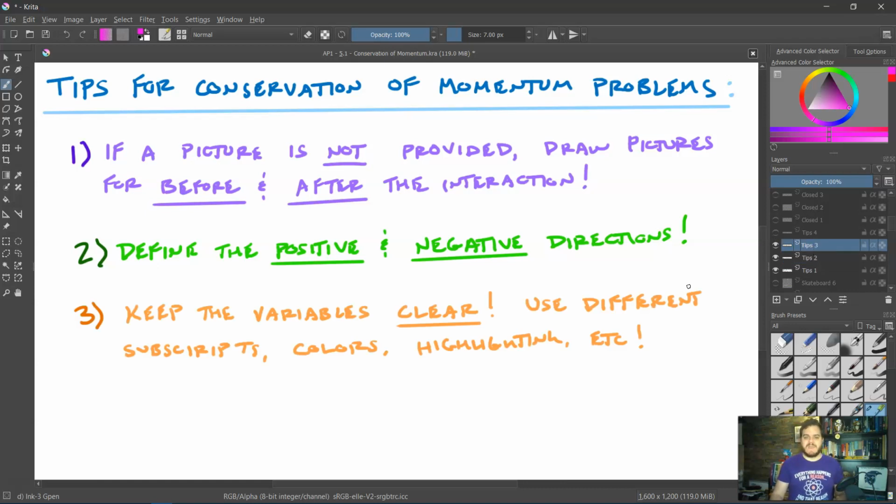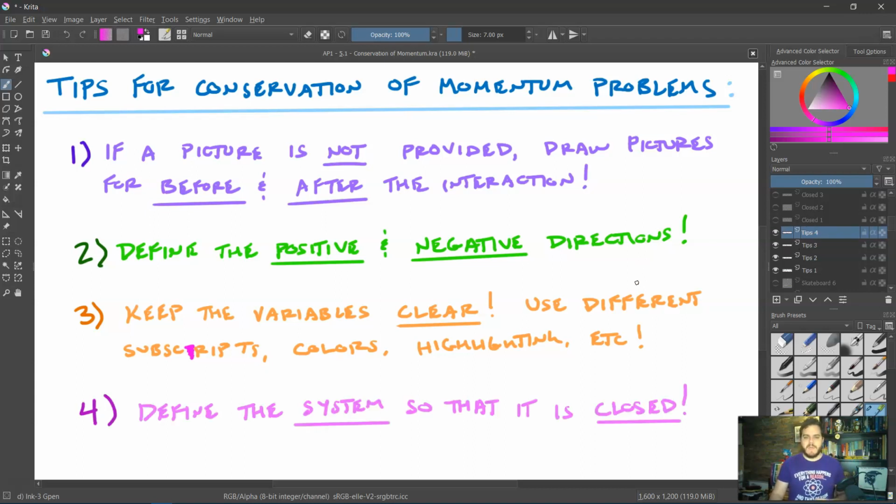Third, we want to keep our variables clear. I think I have a typo here. There we go. We want to keep our variables clear. You've got multiple masses. You've got many different velocities, some initial, some final. It's very, very easy to mix some of those up. I pretty much just use different subscripts. However, if you want to go a step further and use different colored pens or pencils or highlighters or whatever to make sure you have every piece straight, this is really now the time to do it.